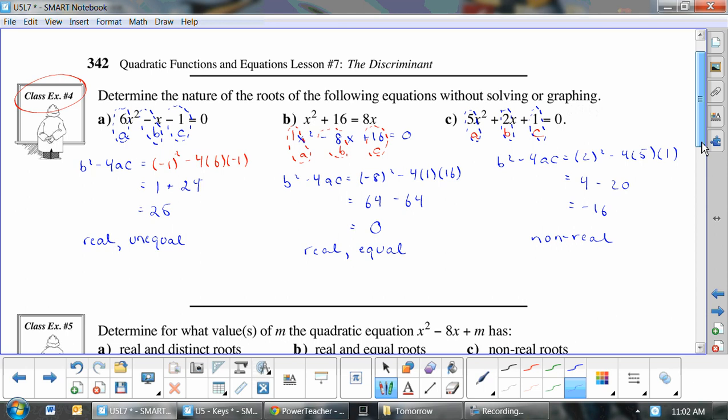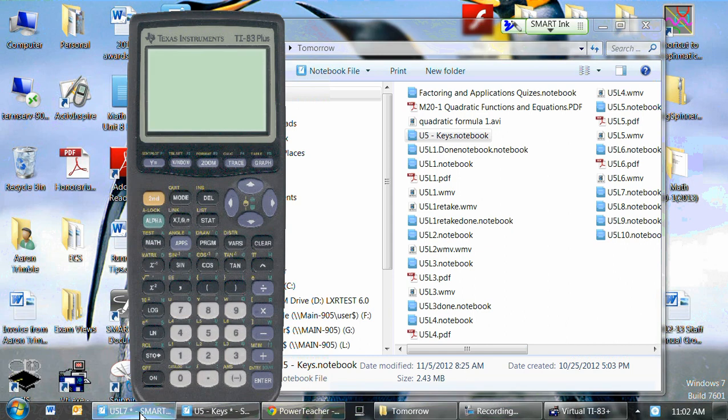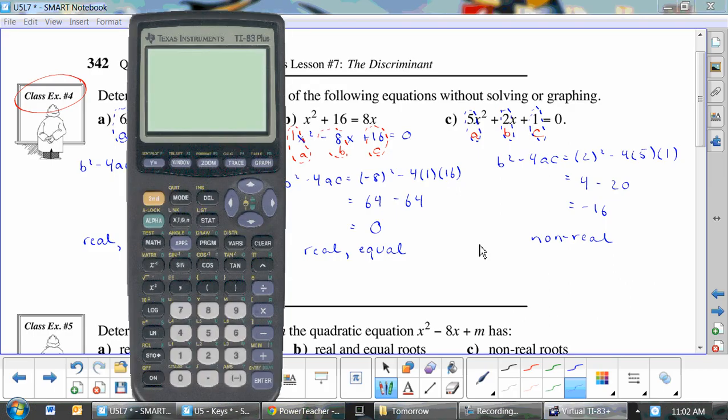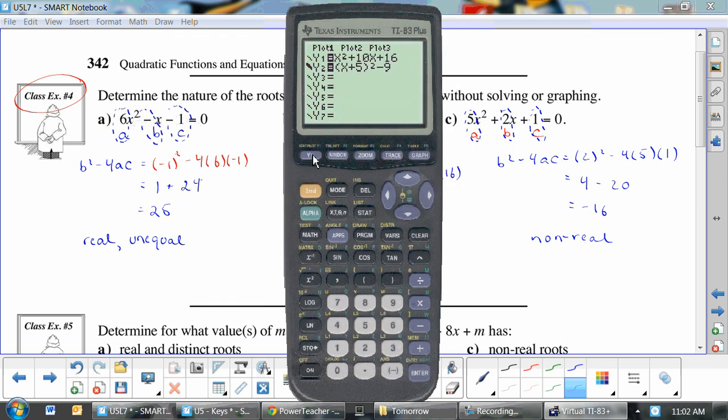Now for this one, I could graph them quickly. Verify A. Okay. So to verify these, all you have to do is go, okay, y1 is equal to 6x squared minus x minus 1. Graph that, and we can see, oh, we have two roots, one there and one there.